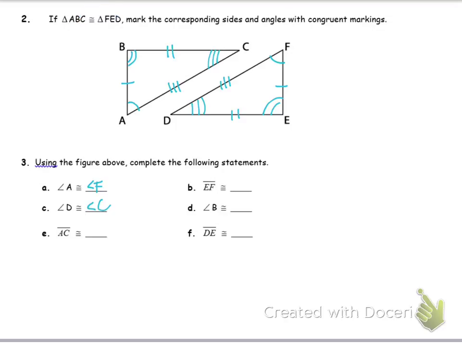Okay, my next thing is a line, so AC is going to match with FD. My next one's EF. So I went from E to F, I follow suit, so B to A. Angle B matches with angle E in there. And then DE goes D to E, C to B is the same thing.